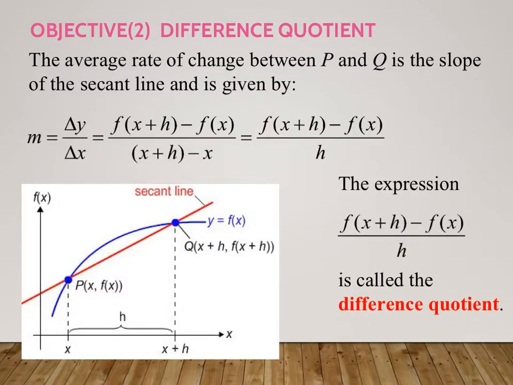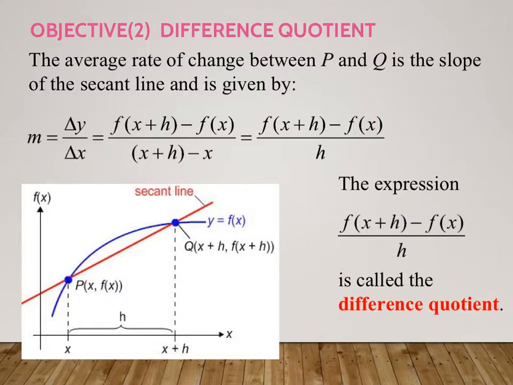Our second objective is to look at the difference quotients, and the difference quotient is like the average rate of change, but with a twist. So the average rate of change between P and Q is the slope of the secant line and is given by the slope, which is m, the change of y over the change of x, which is f of x plus h minus f of x divided by x plus h minus x.